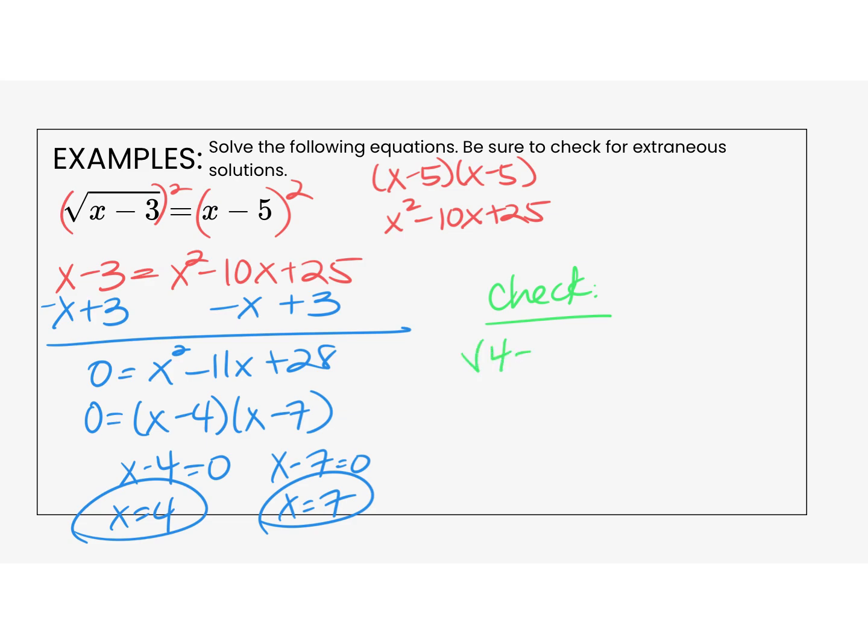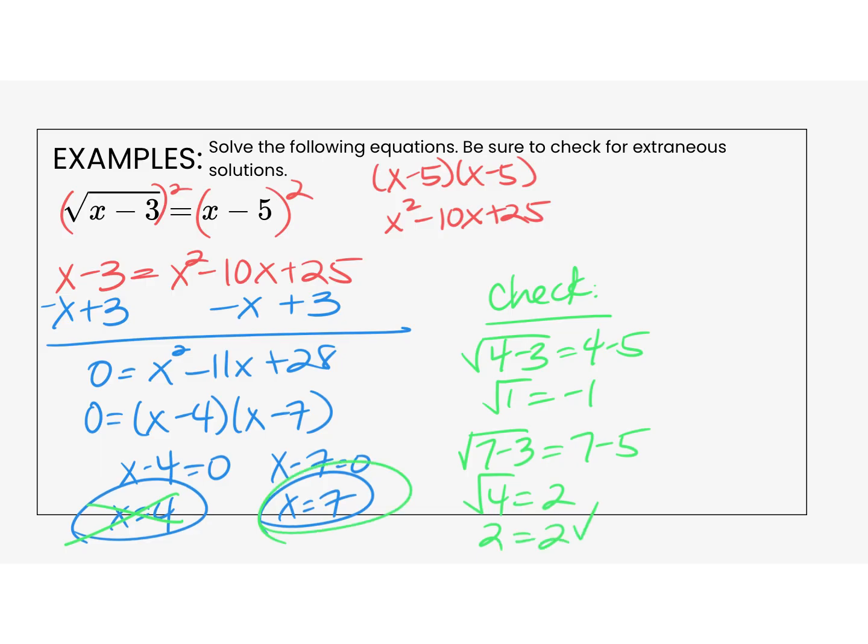So square root of 4 minus 3 equals 4 minus 5. 4 minus 3 is 1. Square root of 1 equals negative 1. Well, that's not possible. So 4 does not work. Square root of 7 minus 3 equals 7 minus 5. 7 minus 3 is 4. Square root of 4, 2, equals 2. So x equals 7 is our answer.